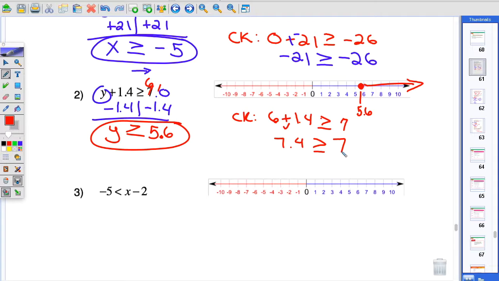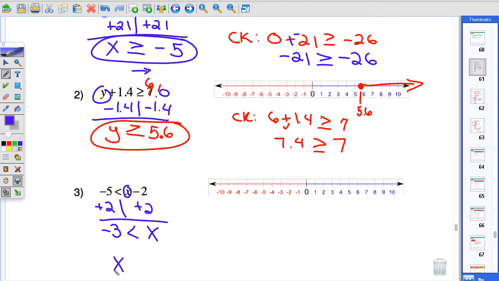Number 3, negative 5 less than x minus 2. The first thing we can do is locate our variable. We're subtracting 2 from it, so we can add 2 to both sides. On the right-hand side, we're left with 0. So 0 plus x is x. Bring down your inequality. Now on the left-hand side, it's negative 5 plus 2, so we take the sign of the larger and subtract.